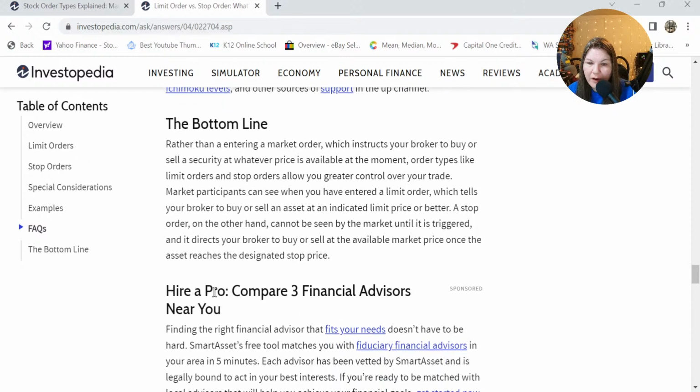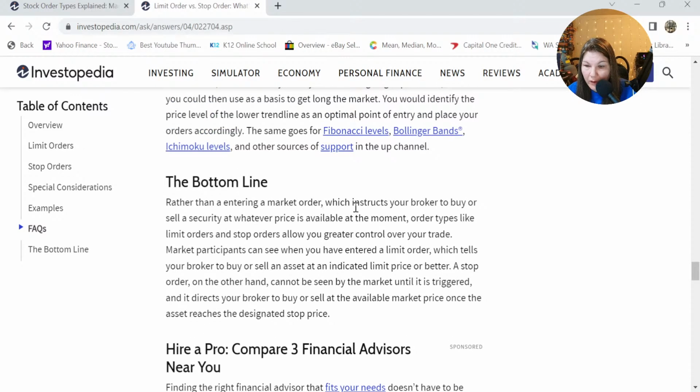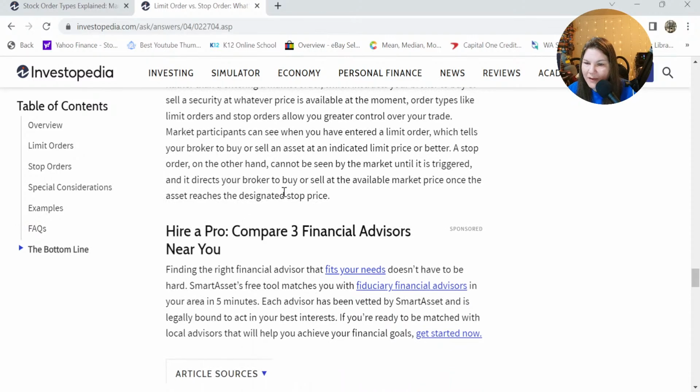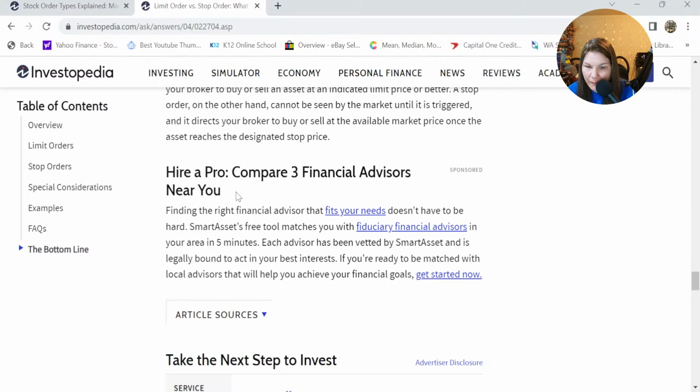So the bottom line, rather than entering a market order, which instructs your broker to buy or sell a security at whatever price is available at the moment, order types like limit orders and stop orders allow you greater control over your trade. Market participants can see when you have entered a limit order, which tells your broker to buy or sell an asset at an indicated limit price or better. A stop order, on the other hand, cannot be seen by the market until it is triggered, and it directs your broker to buy or sell at the available market price once the asset reaches the designated stop price.